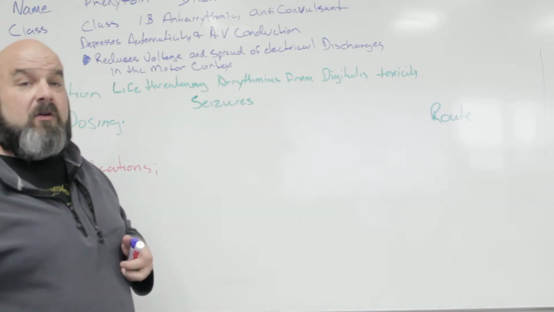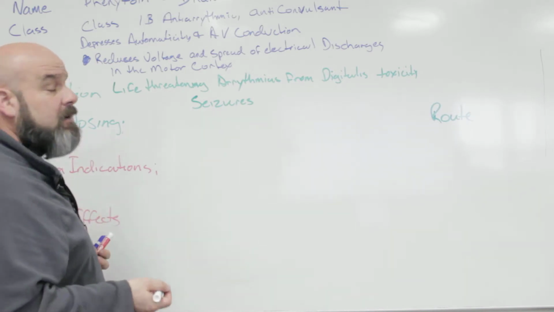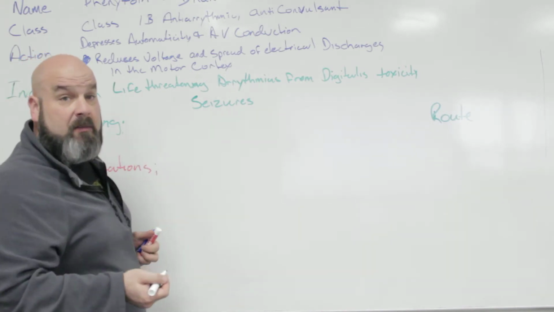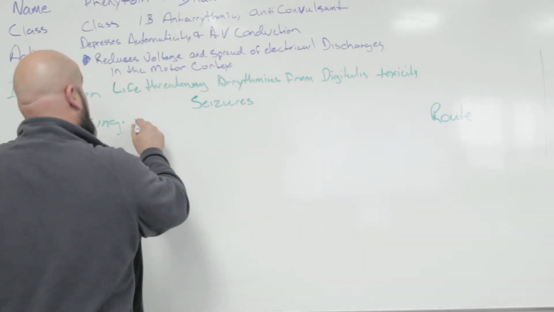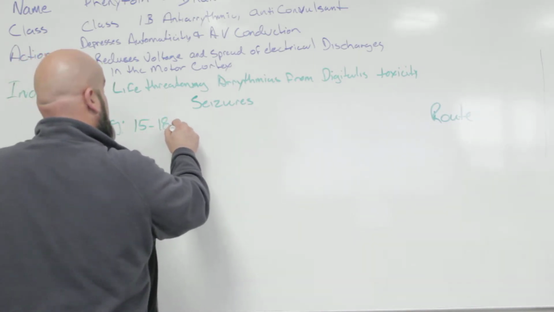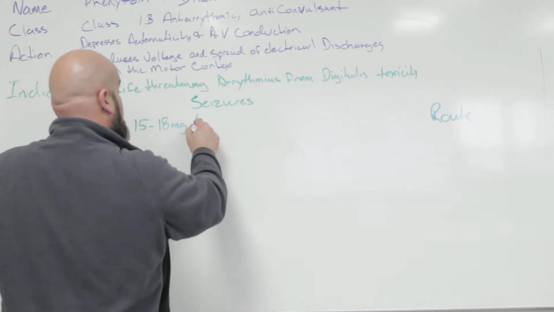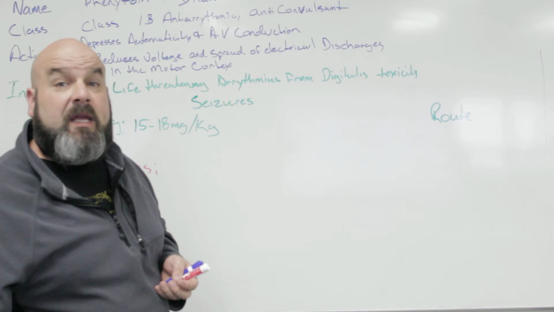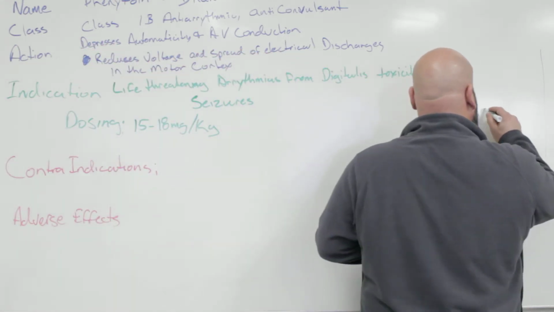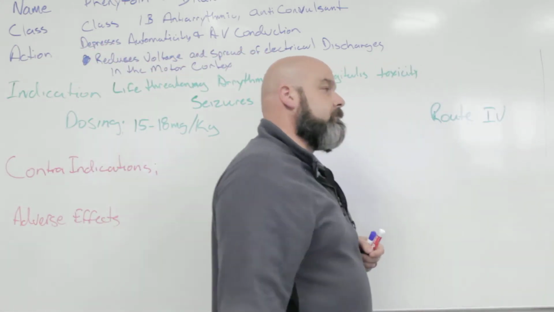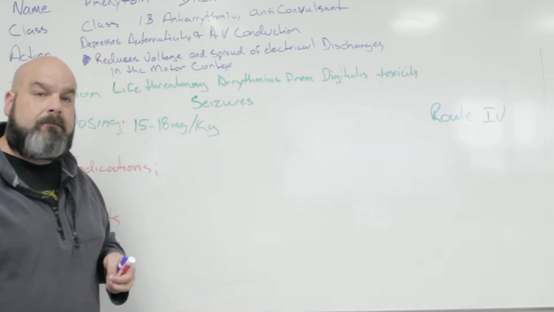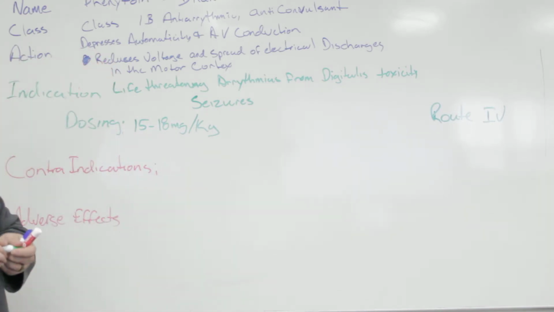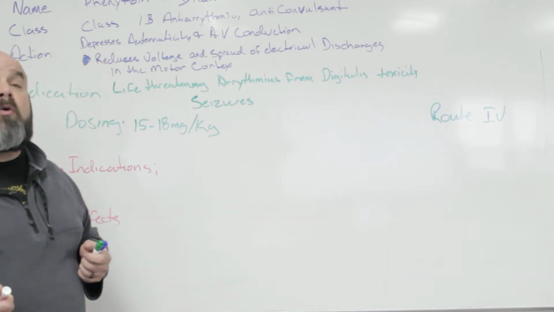Our dosing is going to be between 15 and 18 milligrams per kilogram. And it's going to be given by IV. IO if that's all we have.